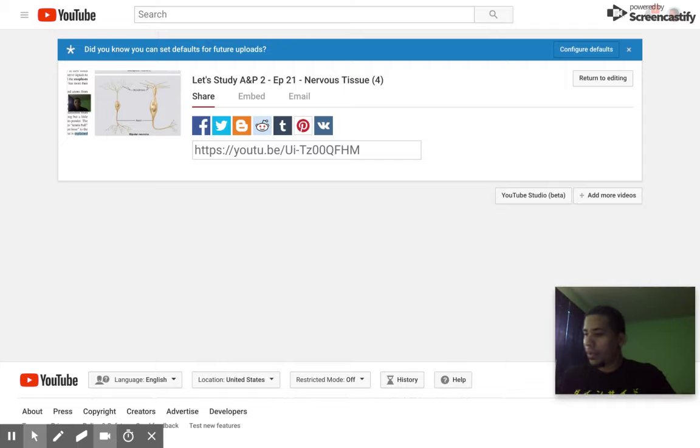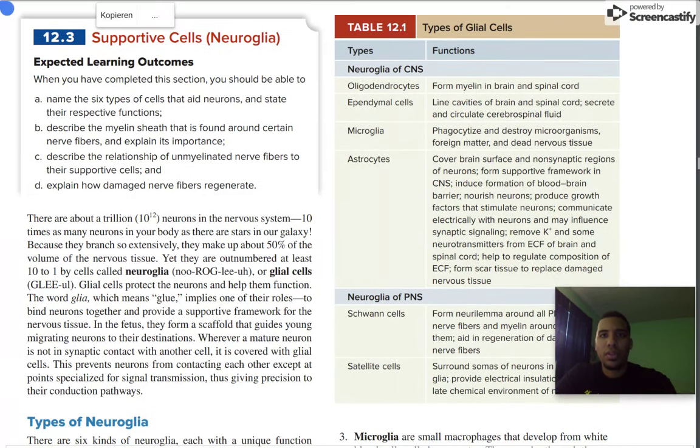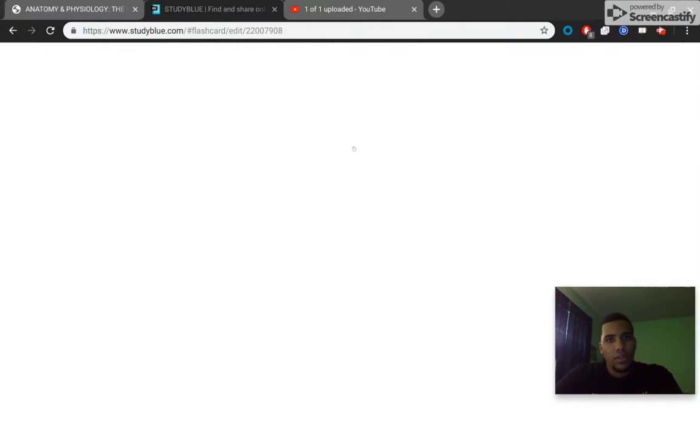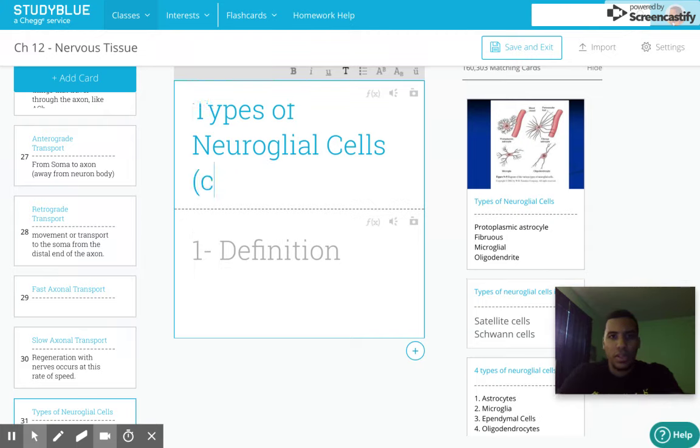Right, so now we're going to talk about types of neuroglial cells. In the book, you're going to see here a table with oligodendrocytes, ependymal cells, microglia, and astrocytes in the CNS, and Schwann cells and satellite cells in the PNS. So, types of neuroglial cells, number one, and I'm going to put here CNS.